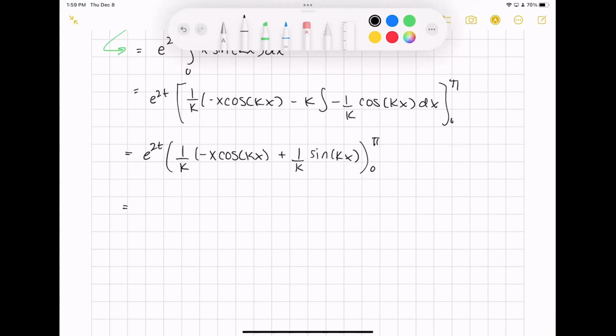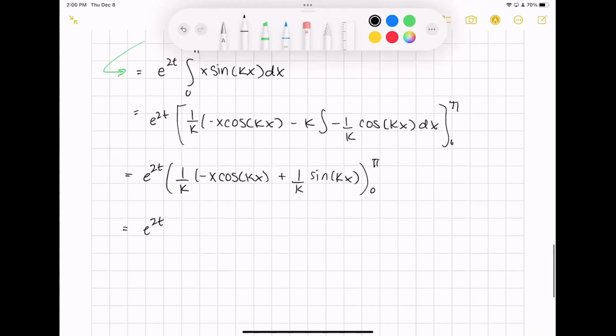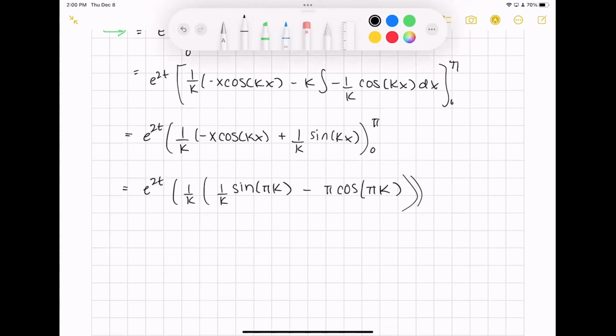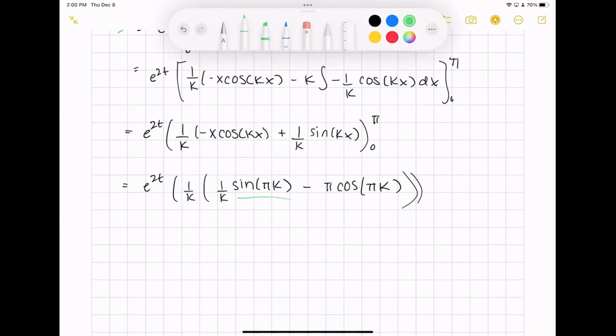So now we know that if we just plug the boundaries in, we'll have e to the 2t, 1 over k times 1 over k sine of pi k minus pi cos pi k. So that is with computing our boundaries, 0 to pi. And we know that sine of pi k is just 0, and then cos of pi k will be negative 1 to the k.